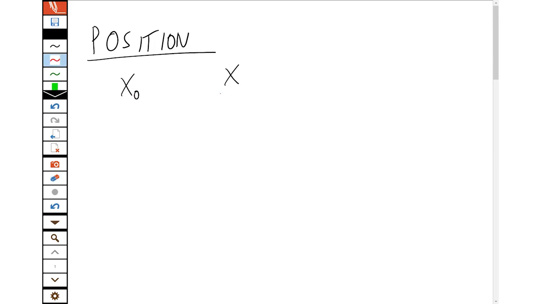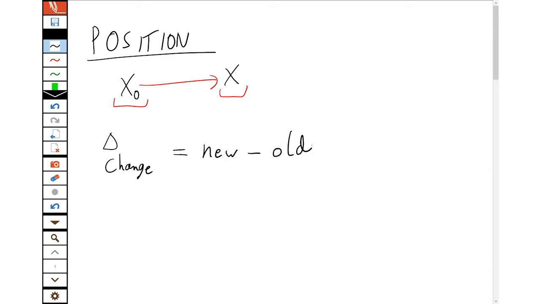So if we have a new position and we had an old position, that means there was a change in position. So we can see that's a vector. We have a distance and a direction. And now the change in anything is always just the new value minus the old value. And we set that out in general because we use that in a lot of different parts of the physics course. So the change in position is the new position minus the old position. And that is a vector, the displacement.